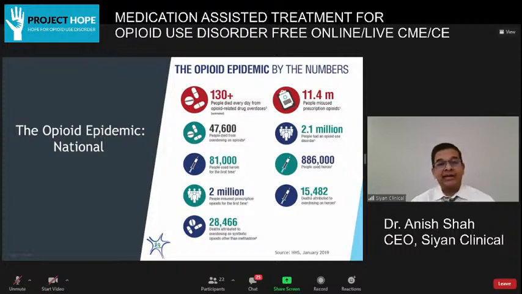And we had about 28,466 deaths attributed to overdose from synthetic opiates other than methadone. And we of course have a lot of issues with heroin as well, and we lost about 15,482 people to deaths attributed to heroin overdose. So these are quite alarming national statistics that you see currently for the opiate epidemic.